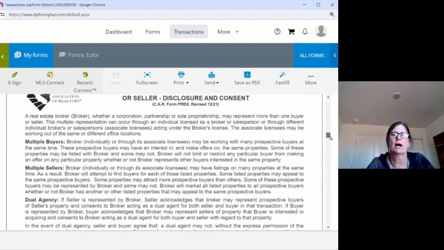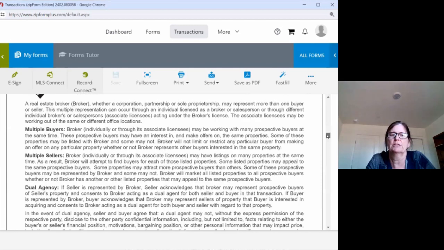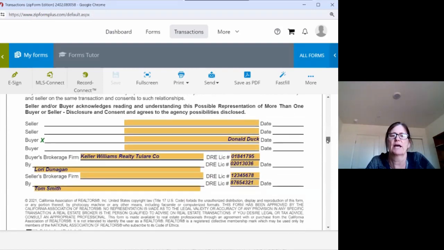And then the possible representation of more than one buyer or seller, which is also known as the PRBS form. And basically, this just says that there might be multiple buyers, multiple sellers. I might be representing more than one buyer for this particular house. And so it just kind of explains all of that.